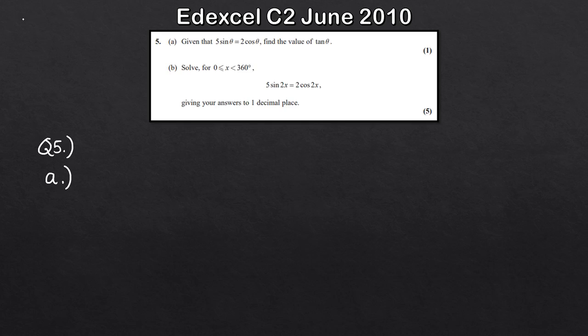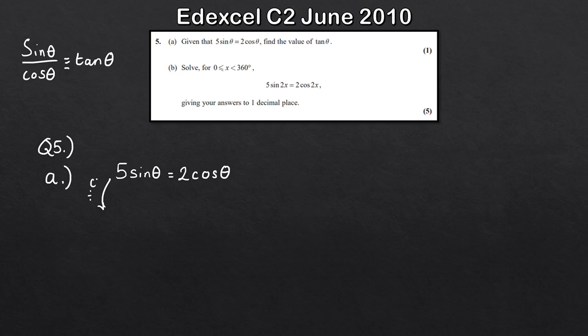And the reason for that is because we know one of our trig identities is sine theta divided by cos theta is equal to tan theta. Okay, so because we know this identity here, then we can simply divide both sides of our equation, so 5 sine theta and 2 cos theta, by cos theta. So I'm dividing now by cos theta, and again do the same on this side, divide by cos theta. So when you do that, then we get 5 sine theta divided by cos theta is equal to 2 cos theta divided by cos theta.